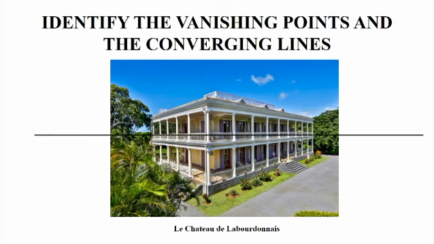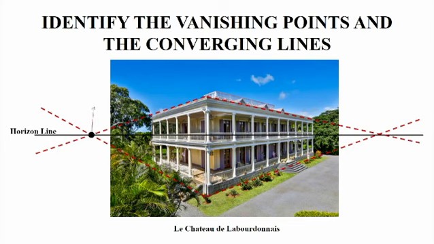Locate and draw the horizon line. Next, extend the converging lines from the corner of the building till they meet at the respective vanishing points. Label your vanishing points. Hope you find it easy.